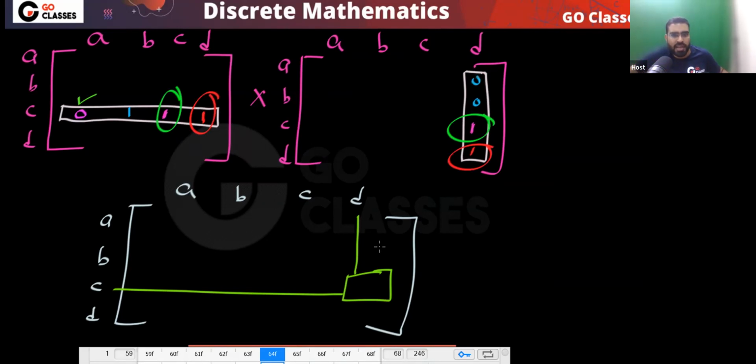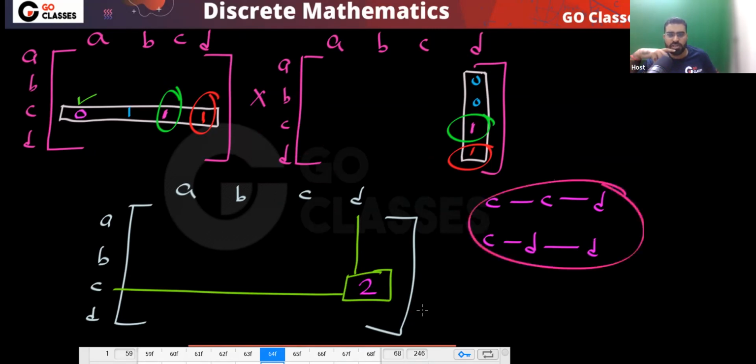So finally I can say that this value will come as 2. Why is this value coming as 2? What is the reason? Look at this. From C to C, there is one edge, and from C to D, there is one edge. Similarly, from C to D, there is one edge, and from D to D, there is one edge. So that is the reason this value 2 is coming.